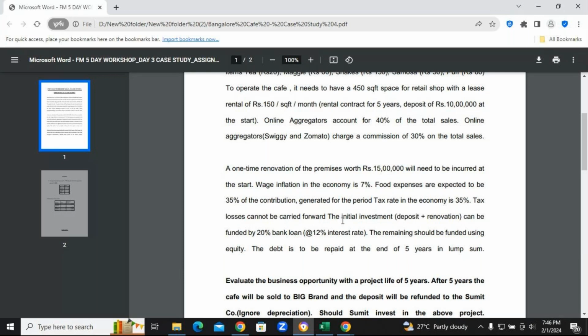The initial investment, that is deposit plus renovation, can be funded by 20% bank loan. So out of the overall 100%, Sumit can go for a bank loan of 20% at the rate of 12% interest. The remaining should be funded using equity. The debt is to be repaid at the end of the fifth year in lump sum. So at the end of the fifth year, he has to repay the loan taken from the bank.